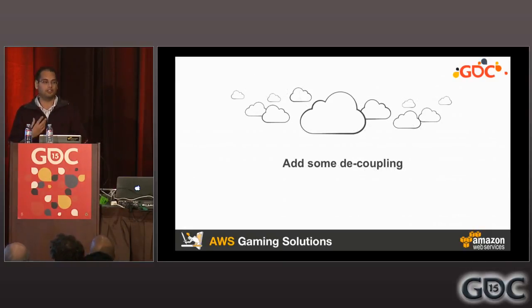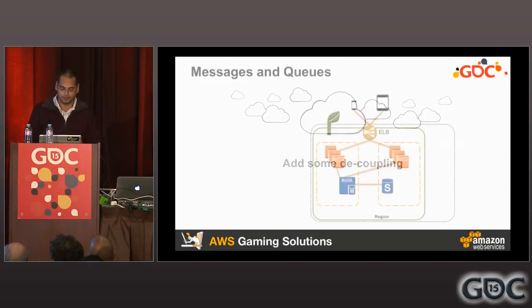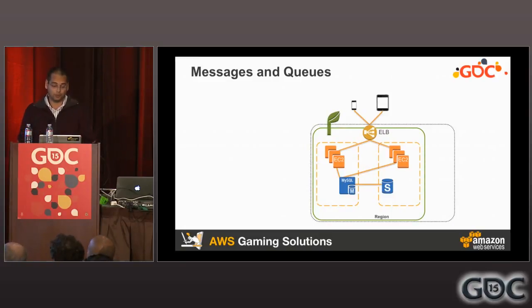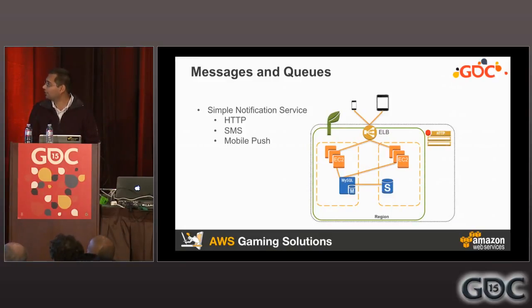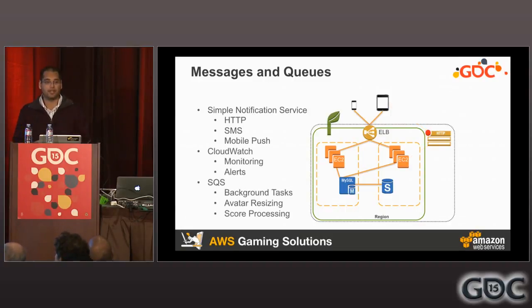So now that you have all these options, let's focus on scaling out a little bit more by adding some decoupling. You can do this via messages. I've already talked a little bit about SNS, and so your previous Hello World stack can send notifications to your user either through SMS, push notifications, email, or HTTP notifications. In the case of background tasks, such as avatar resizing, you can add some more decoupling by putting in an SQS queue.